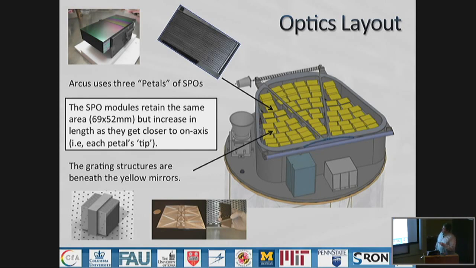So the SPO modules are all about the same area in physical size. They do increase in length as they get closer to the petal's tip down in here. And then beneath all this stuff, we have the grating structures themselves, and they're about the same size in point of fact. They're about yay big.